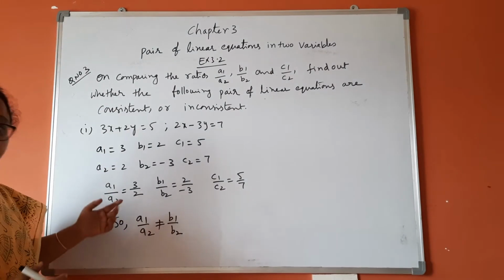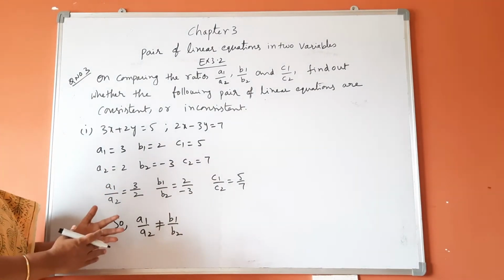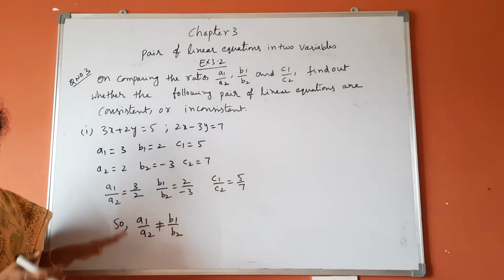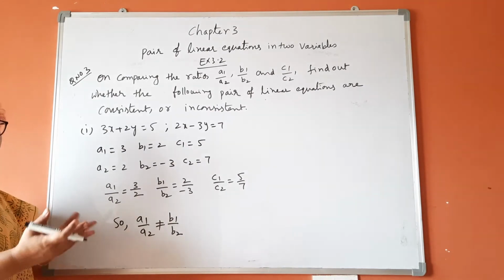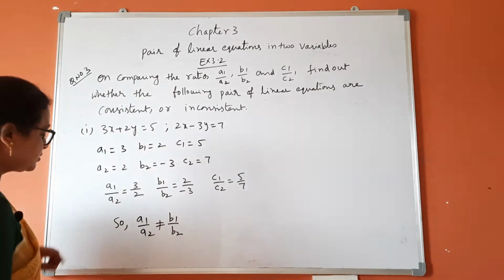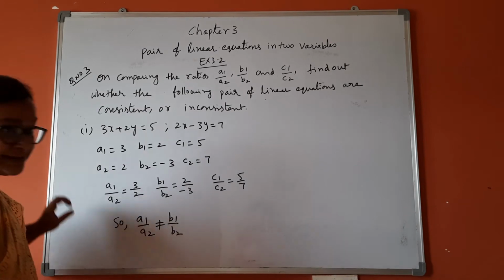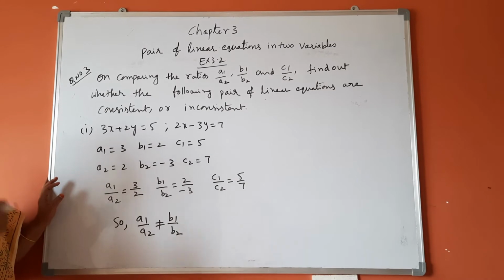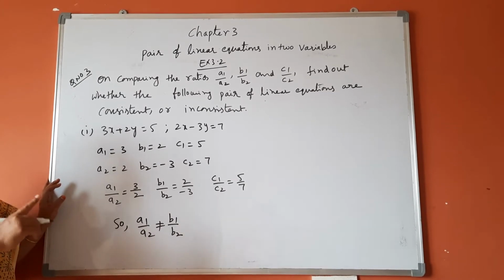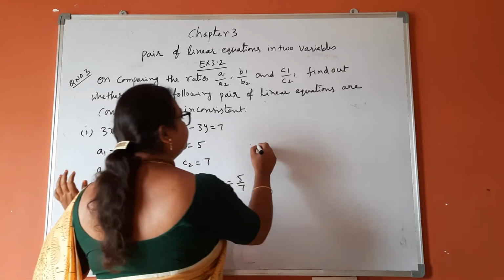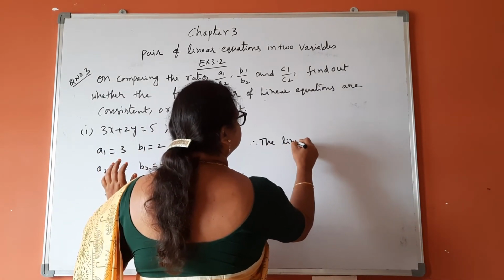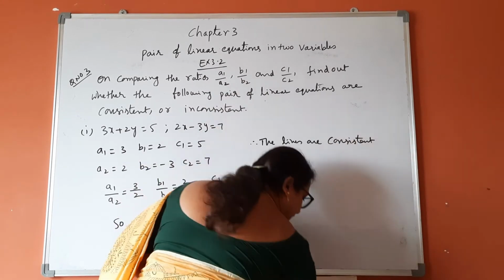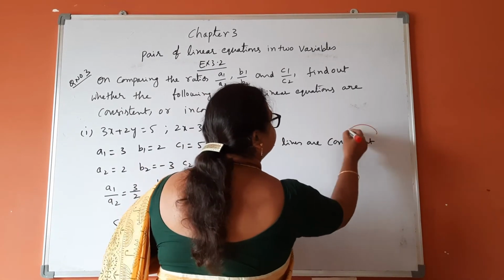If at all A1 by A2 is equal to B1 by B2, then we will go for C1 by C2. In this case, A1 by A2 is not equal to B1 by B2. So, no need to check C1 by C2. A1 by A2 not equal to B1 by B2 means the lines are intersecting. They intersect at one point. That means one solution they will have. So, the lines are consistent.